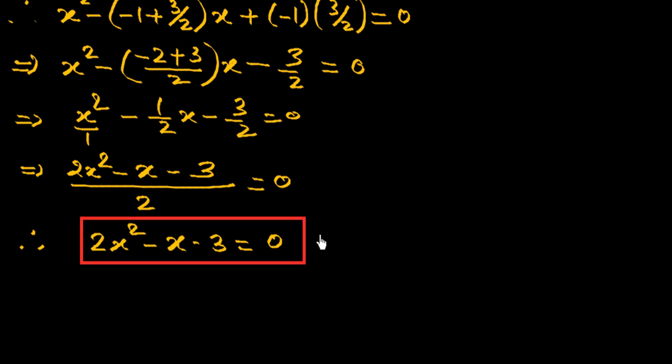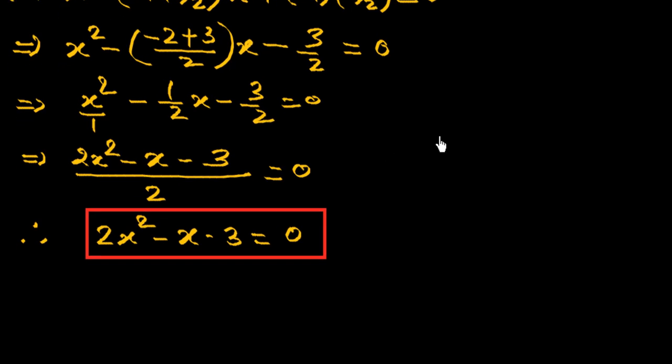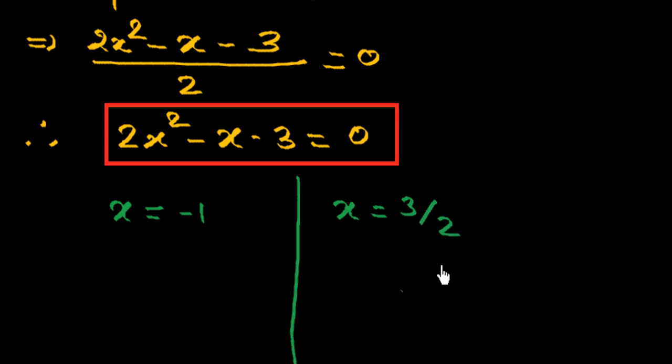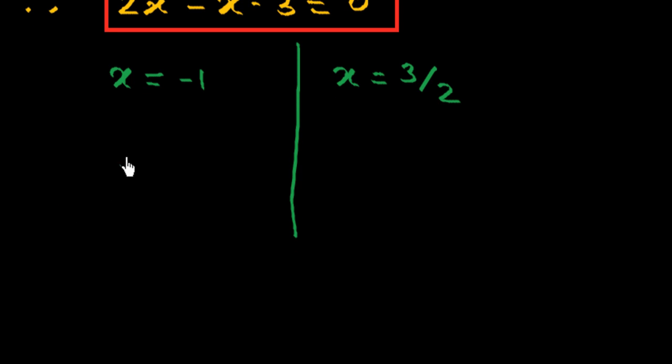So in this way you could easily find out the equation if the sum of the roots, product of the roots, or the roots are given to us. Now we see another method. If the roots are given to us, we have to find out the equation, so we could use the factorization method. For this, we have one root x is equal to minus 1 and another root x is equal to 3 over 2. We have two roots here.